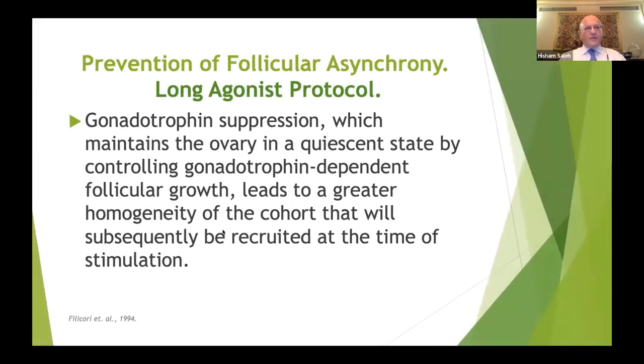Gonadotropin suppression, which maintains the ovary in a quiescent state by controlling gonadotropin-dependent follicular growth, leads to a greater homogeneity of the cohorts that will subsequently be recruited at the time of stimulation. So suppression of the endogenous FSH will homogenize the antral follicle cohort, and at the start of stimulation, you will have most of the follicles at the same size, and synchrony will be much easier.